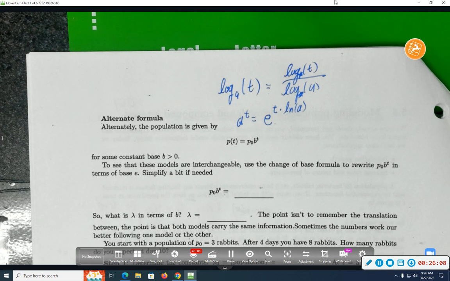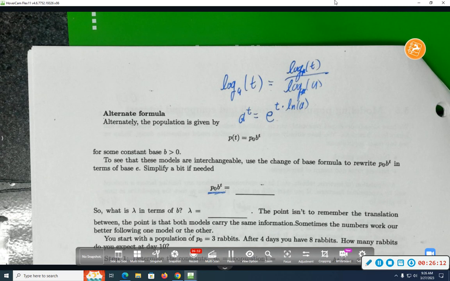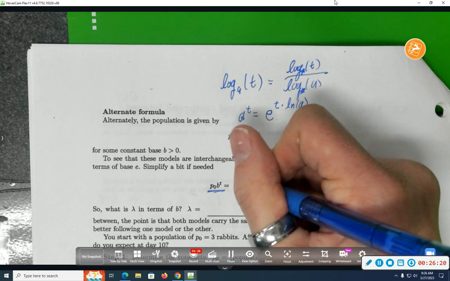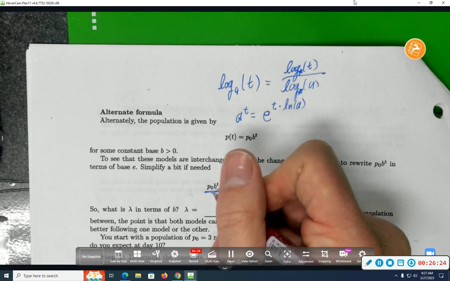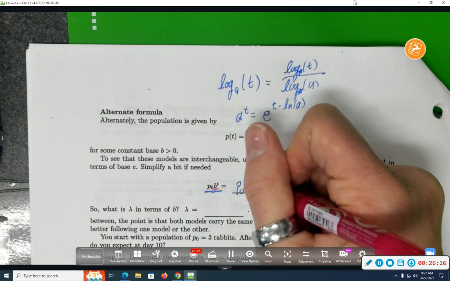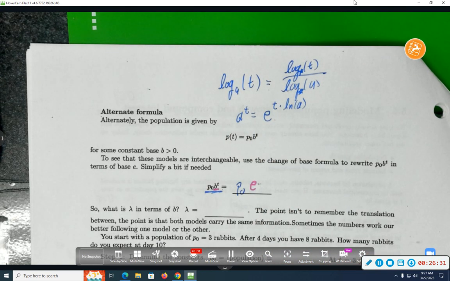So let's use exactly that. Let's rewrite this expression, P0 times b to the t, in base e. So the P0 stays the same. P0 is still P0. We need to change this b to the t to something with base e. So it's P0 times e to the what power?